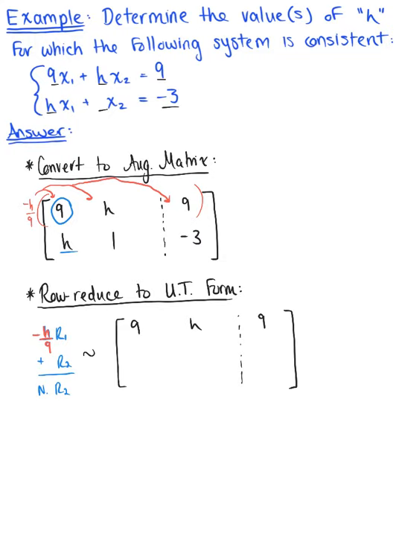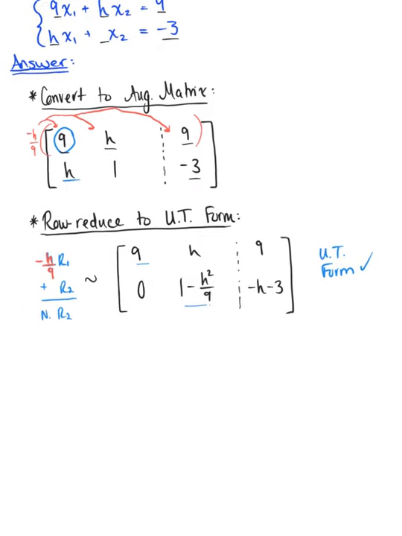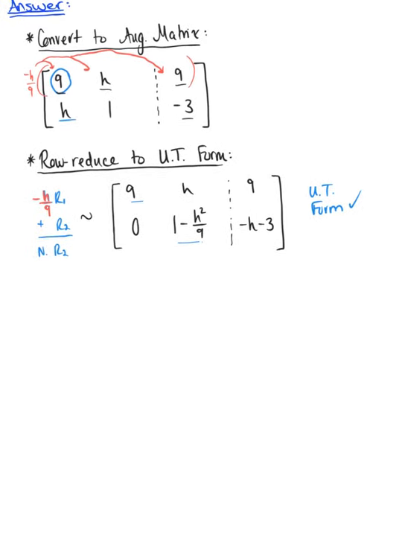So here we go. We have -h plus h, which gives us 0. We're going to have -h squared divided by 9 plus 1, or 1 minus h squared divided by 9. And then last but not least, we're going to have -h minus 3. So -h minus 3. And again, we're delighted and excited because we see that we have attained that upper triangular form. So we're ready to start solving for those values of h that may or may not make the system consistent.